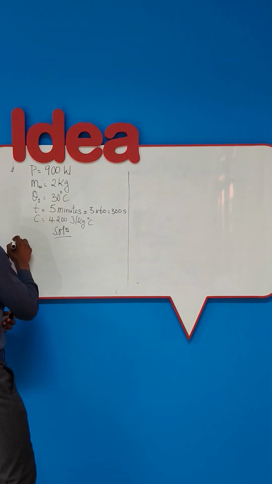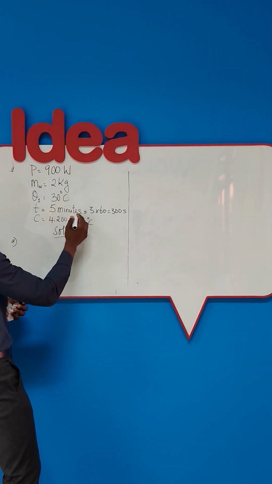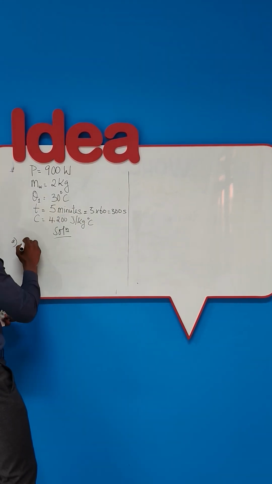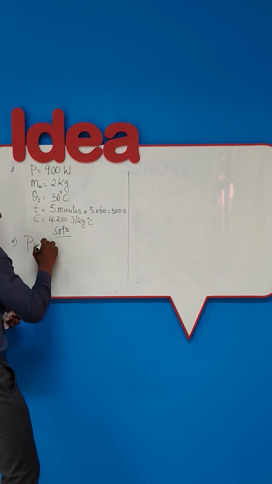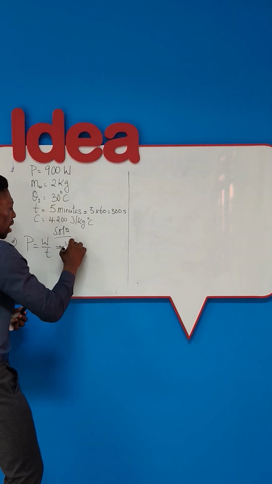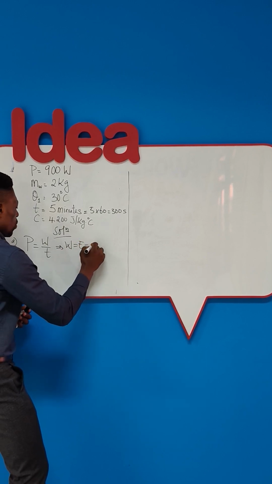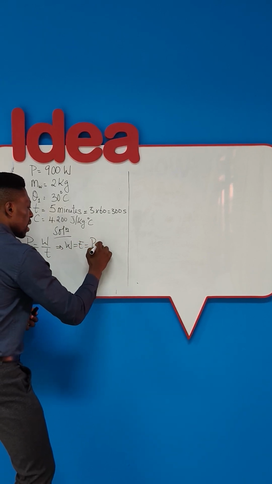So, solution number one: find the amount of heat energy delivered within this time. We know there's a formula that says power is equal to the work done per unit time. From there we can express that energy, I'm going to explain this shortly, will be given by power times time.